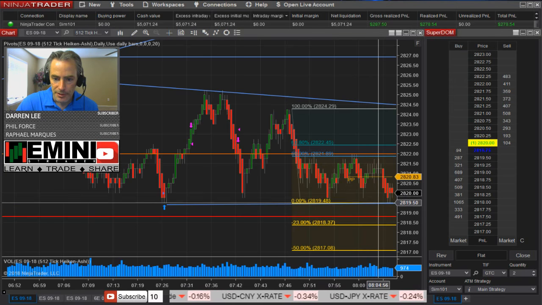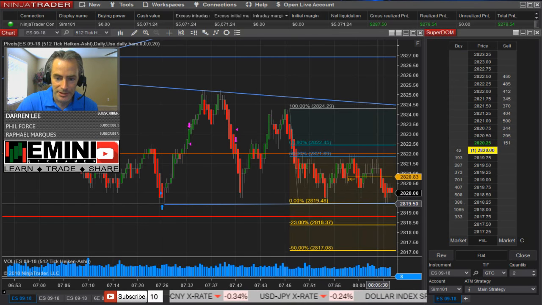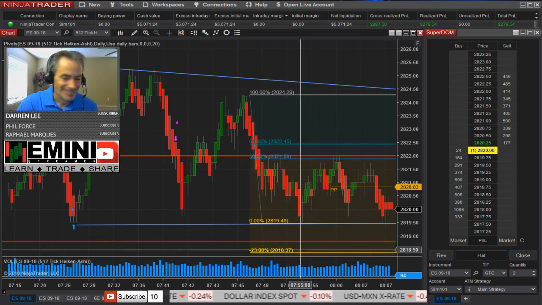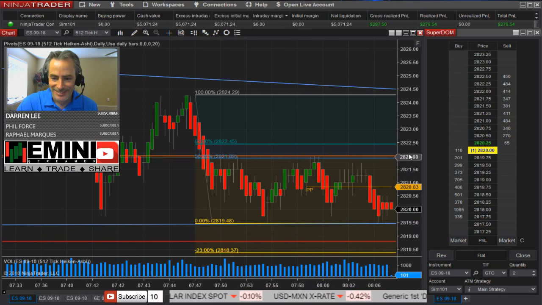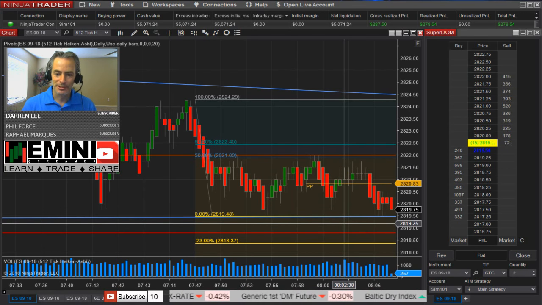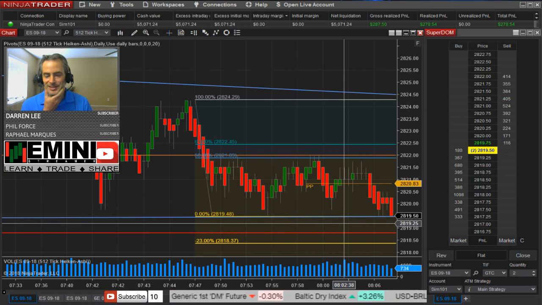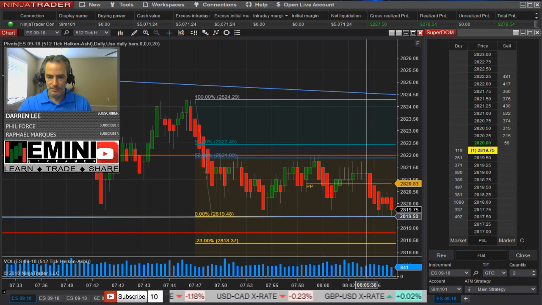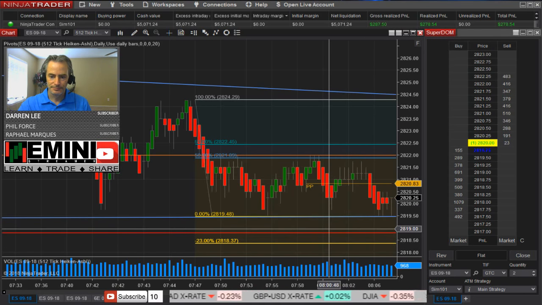Alright guys, so we made it down to that first target at 28.1950. It might have been by accident, but it made it. So we took that short setup there to the 50% retracement, down to the first target.